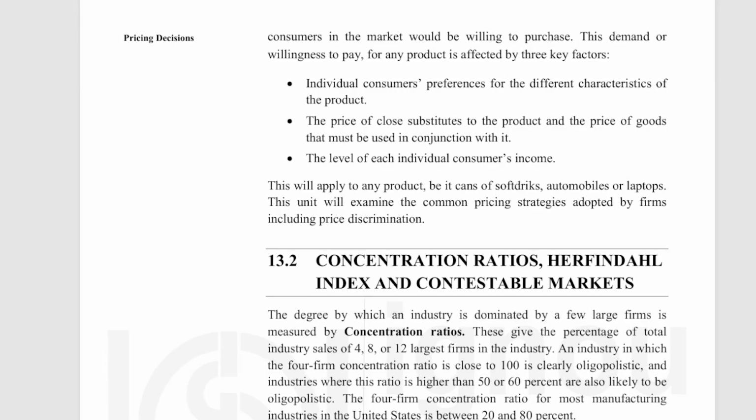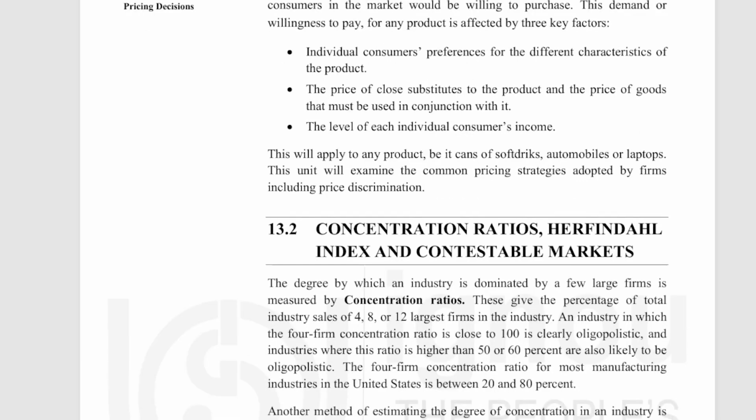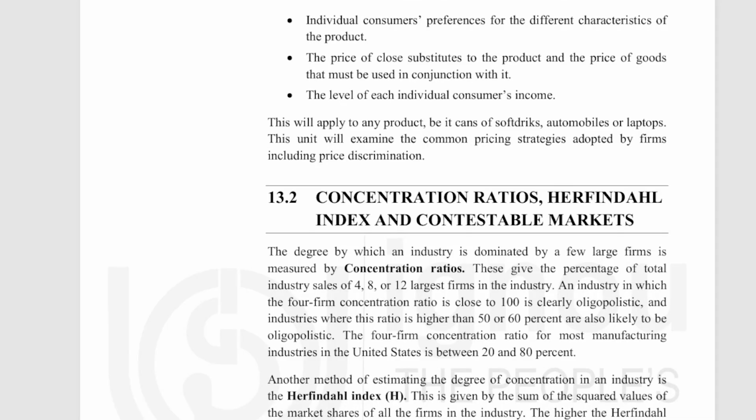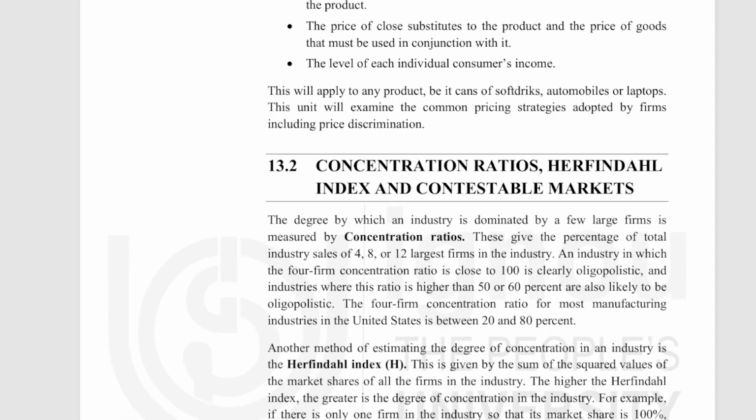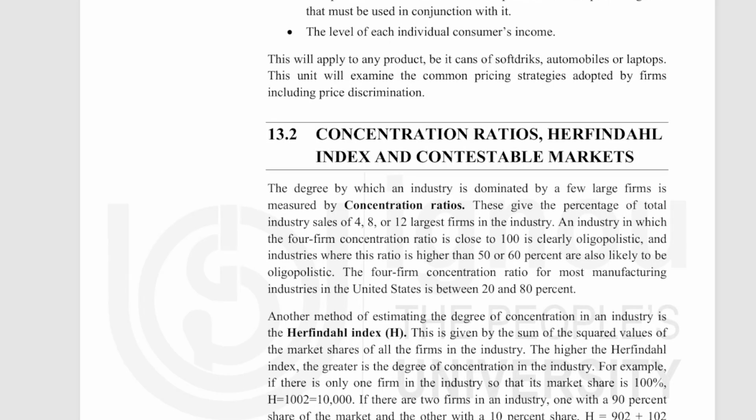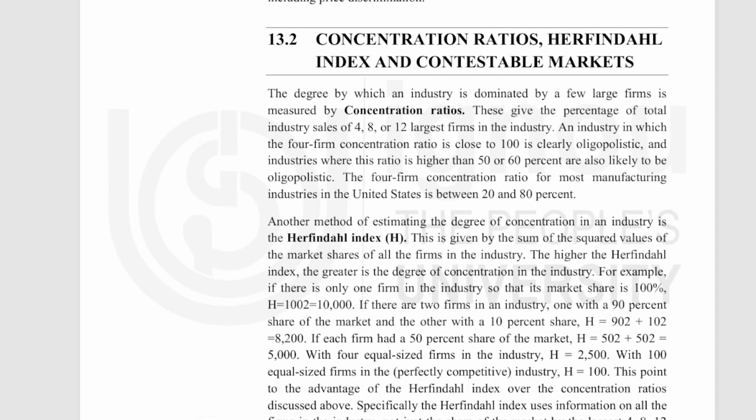This demand, or willingness to pay for any product, is affected by three key factors. One is individual consumers' preference for the different characteristics of the product, the price of close substitutes to the product and the price of goods that must be used in conjunction with it, and the level of each individual consumer's income. So this will apply to any product, be it a can of soft drink, automobile, or laptop. This unit will examine the common pricing strategies adopted by firms, including price discrimination. And next are concentration ratio, the Herfindahl-Hirschman index, and contestable markets.